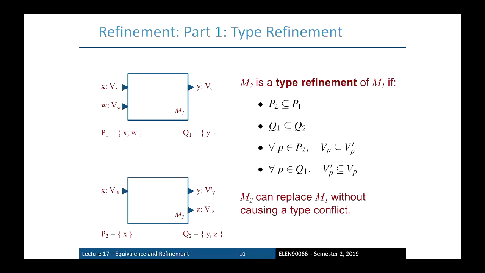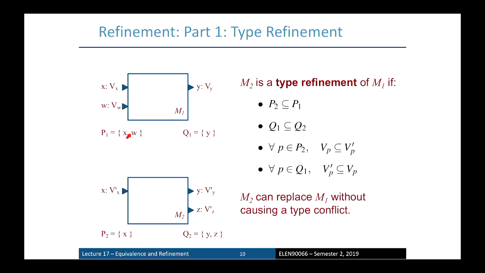And we say that M2 here is a type refinement of M1 under certain conditions. One of the conditions is fairly obvious, and one is a bit more interesting. The conditions I'm going to talk about are here and here. So if P2, the input set of machine 2, is contained in the set of P1. Okay, in this case, clearly this is the case, right?